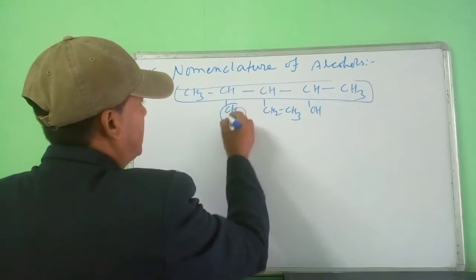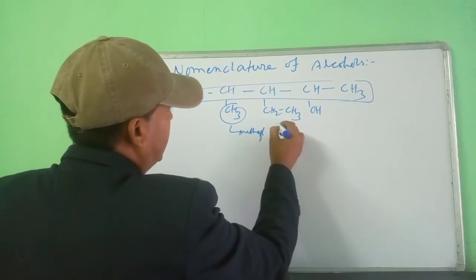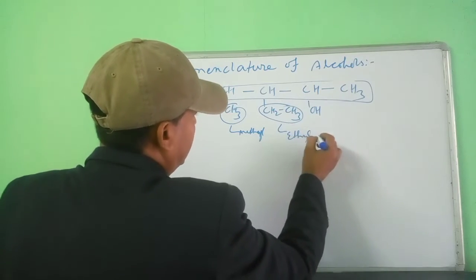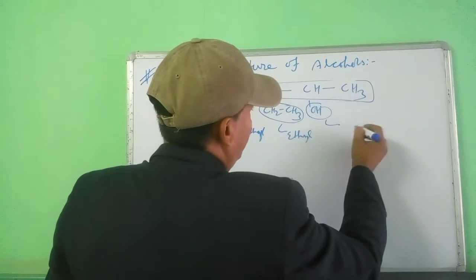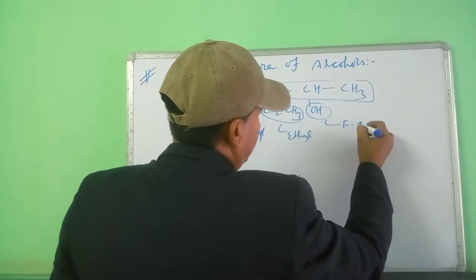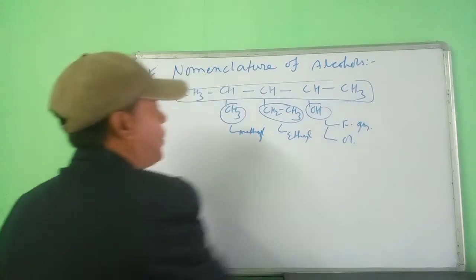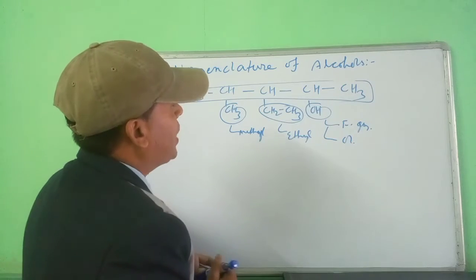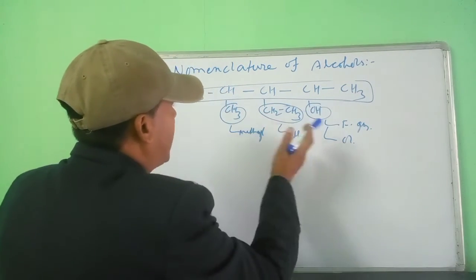Now this is the methyl, this is ethyl, and this one is the hydroxyl group, the functional group, which is written as ol. Now numbering the carbon atoms, left to right or right to left.